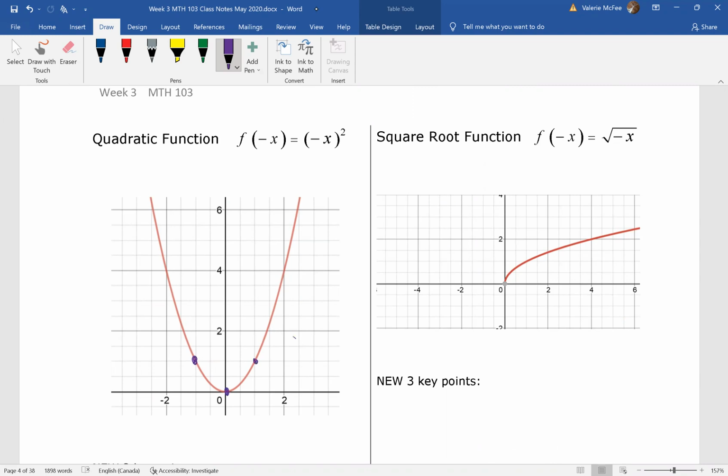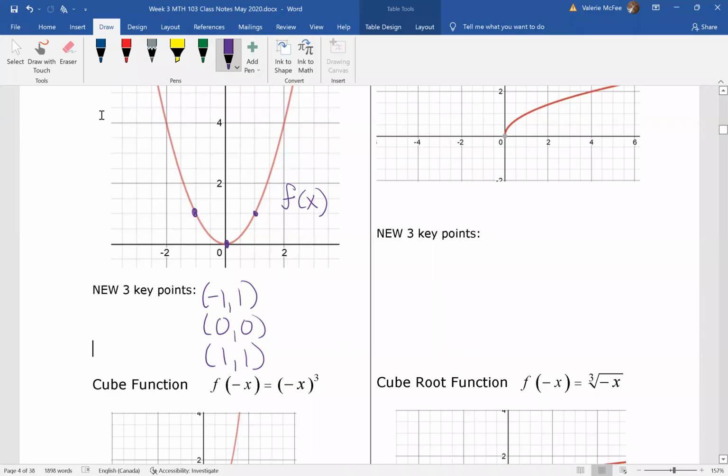So 3 key points here on the graph of f of x. What about on the f of negative x? What are the new key points? Did you notice that when we changed 1, 1 to negative 1, 1 and negative 1, 1 to positive 1, 1, we ended up with the same graph again? The key points didn't change here.